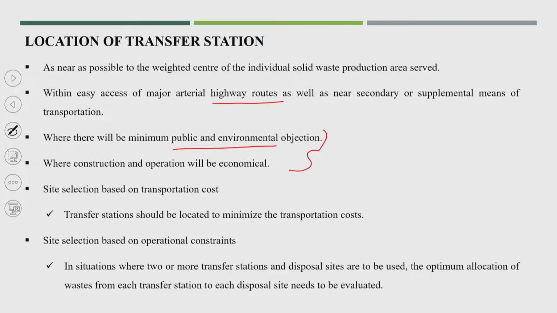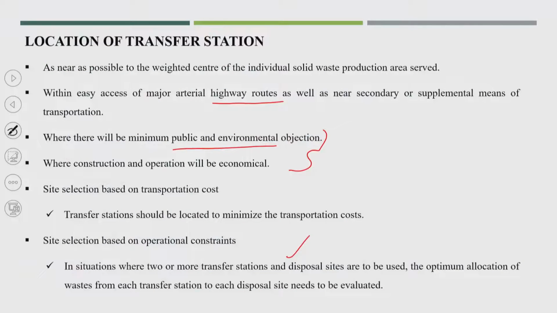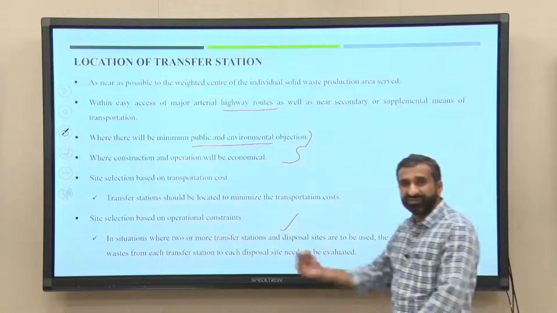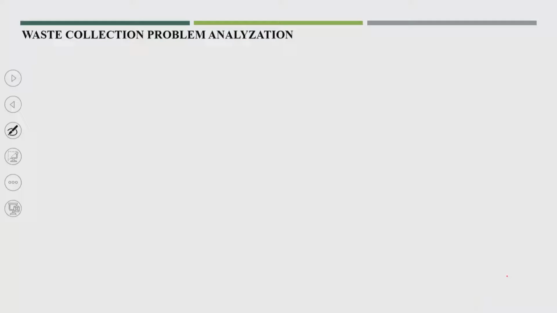On this same point, we will discuss what happens if you have two or more transfer stations and different kinds of disposal or recycling facilities. The proper analysis has to be done to find the optimum allocation from the transfer stations to the disposal sites. We will go through that with one example.